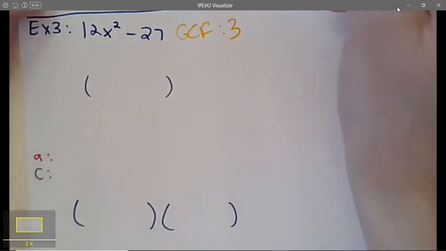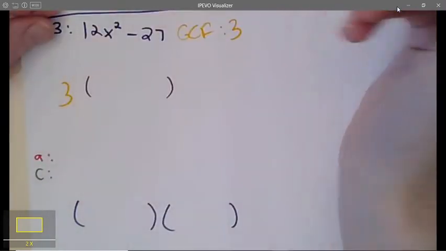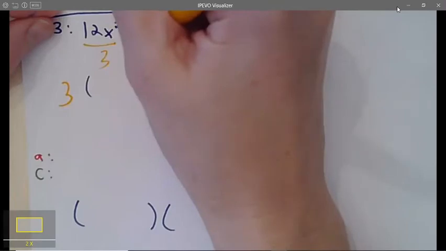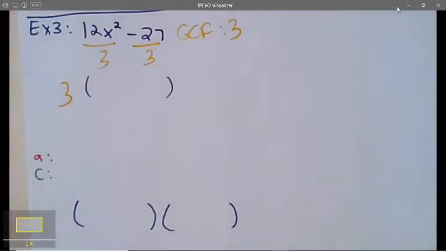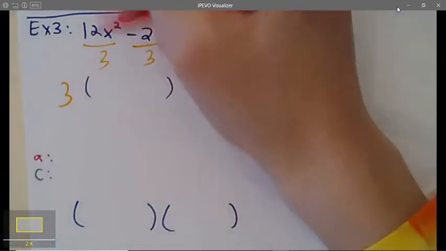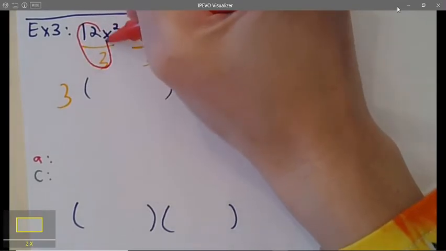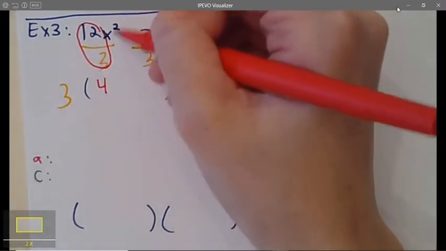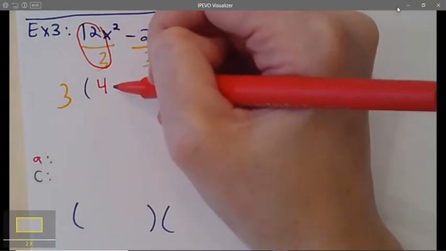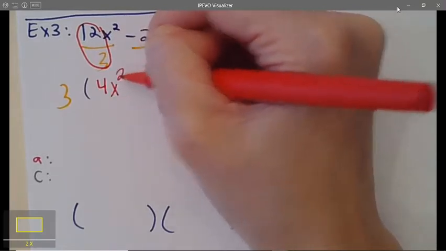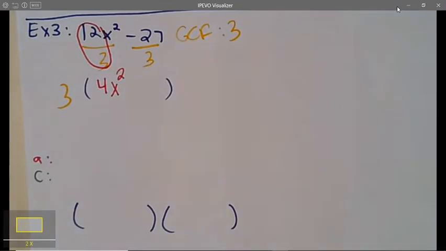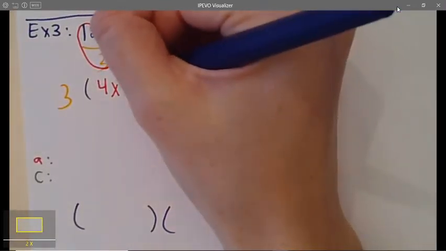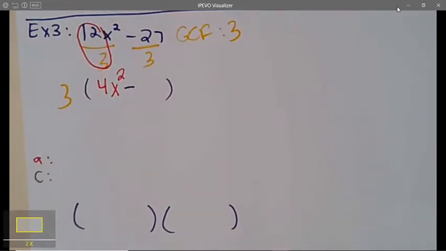Okay, so I'm going to write my GCF out in front of my parenthesis, and I'm going to divide each term by my GCF. My first term, 12 divided by 3, is going to be 4. And I don't have anything to divide into my x squared, so I'm just going to bring that on down. And then my next term, negative 27 divided by 3, is negative 9.